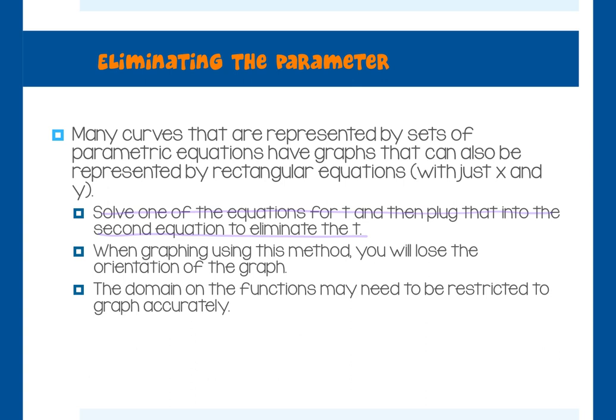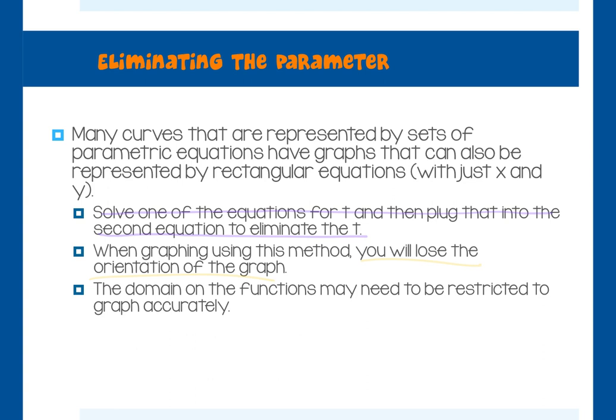You'll get one equation, so it will be a rectangular equation like a parabola or a line or something where you have an x and a y, and you'll graph it. When you graph using this method, you're going to lose the orientation of the graph, so you won't know which direction those arrows are pointing. You'll have something like a parabola where you'll put just regular arrows at the end, or a line where you'll just put regular arrows at the end and not along the curve, because you don't know which direction it would be, okay? And so the first method is a more accurate picture of what this would be. This is an approximation. It says the domain on the functions may need to be restricted to graph accurately.